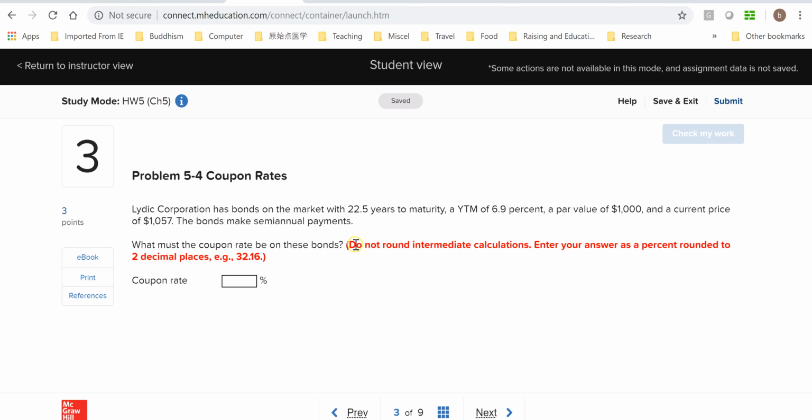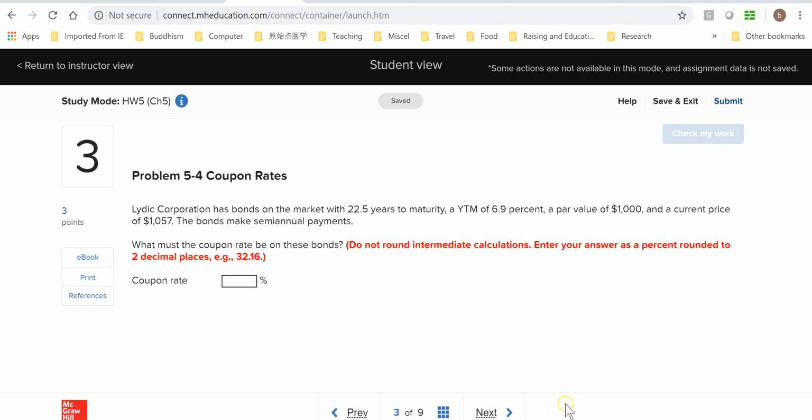The rounding requirement: do not round intermediate calculations. Enter your answer as a percent rounded to 2 decimal places. So in this question, we're provided with characteristics of a bond except for its coupon rate, and we are asked to calculate the coupon rate. To solve this, we just need to calculate the coupon payment. Once we know the coupon payment, we can determine the coupon rate by dividing that coupon payment by the par value.